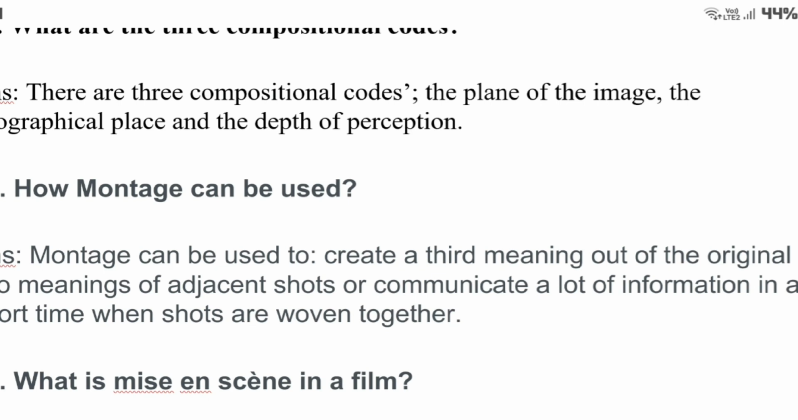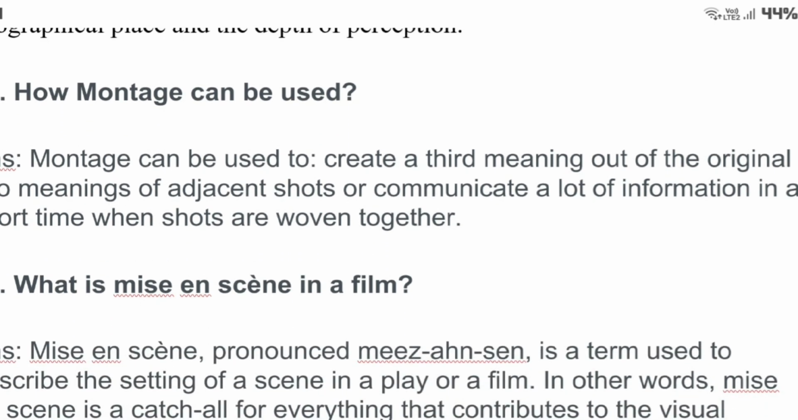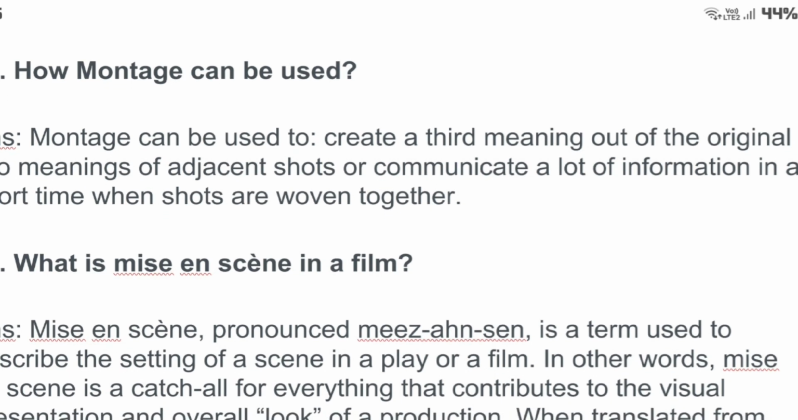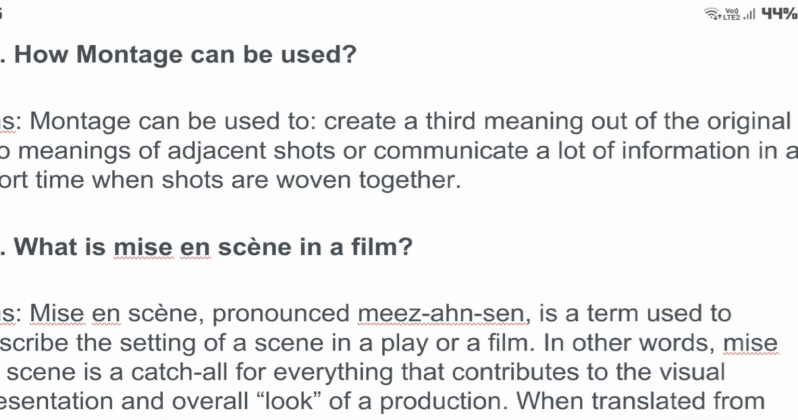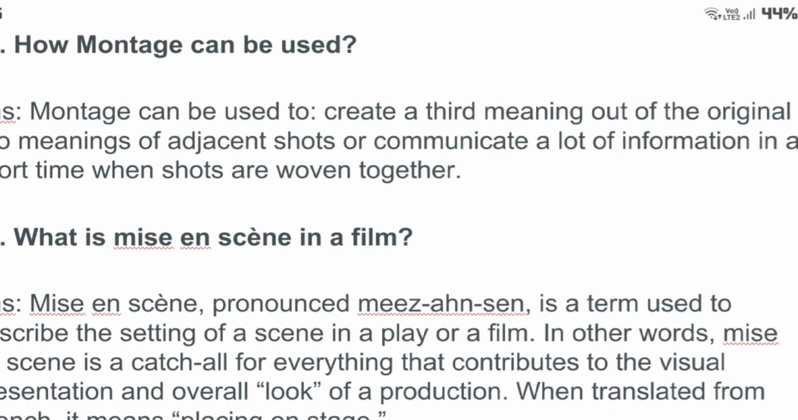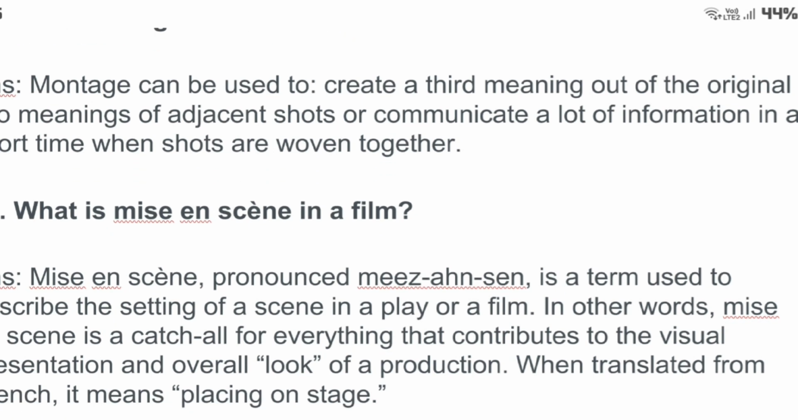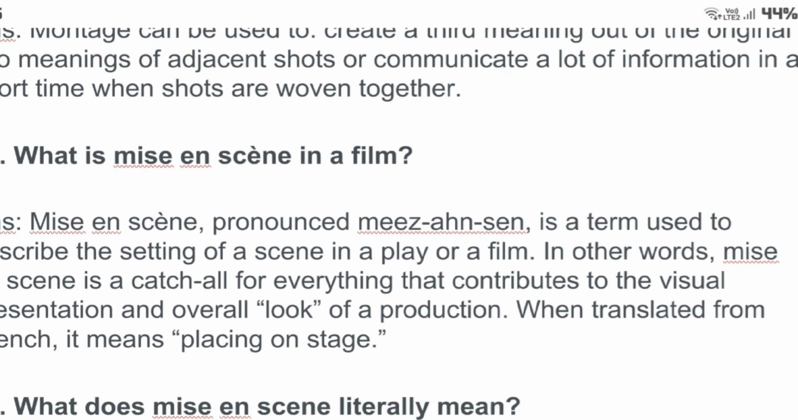What is mise-en-scene in a film? Mise-en-scene, pronounced mise-en-scène, is a term used to describe the setting of a scene in a play or a film. In other words, mise-en-scene is a catch-all for everything that contributes to the visual presentation and overall look of the production. When translated from French, it means placing on the stage.